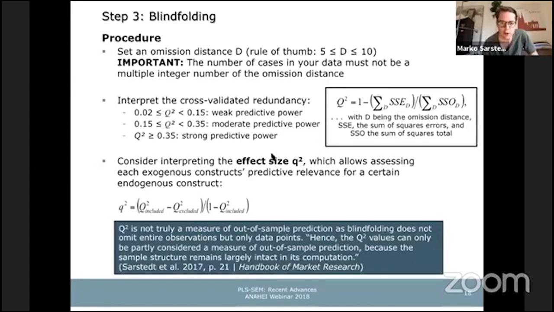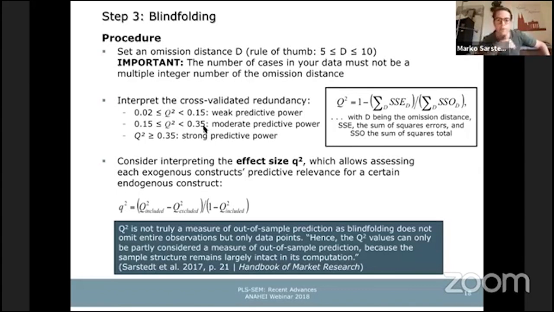Generally, we say Q squared should be larger than 0. Then there is some type of predictive relevance. We can also relate to these rules of thumb here, what constitutes strong Q-square and not so strong Q-square. But generally, Q-square should be larger than 0, then there's some type of predictive accuracy in the model.